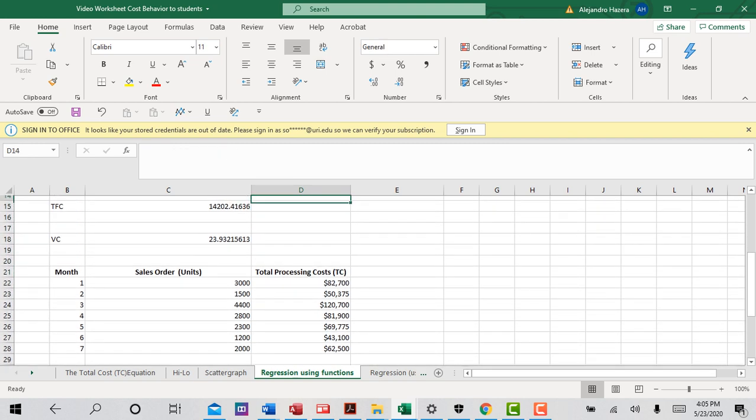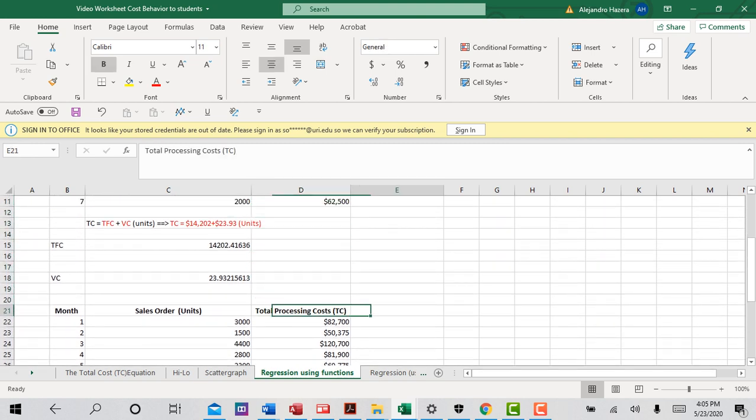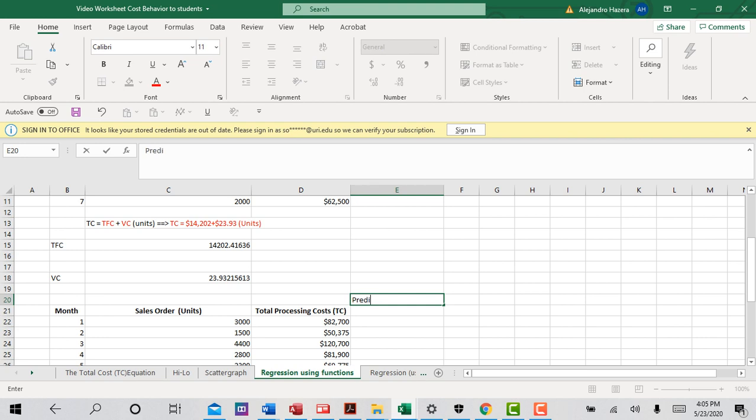So using our function here, let's do our predicted cost. The predicted cost is going to be based on the line total costs. Total cost is equal to 14,202 fixed cost plus $23.93 per unit times the number of units produced.